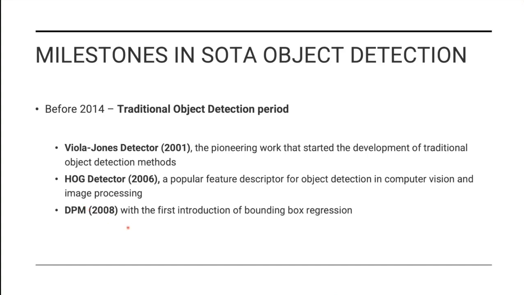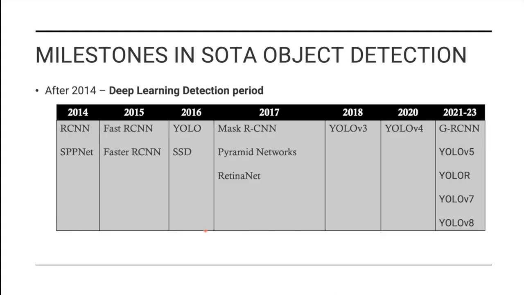And we have the deformable parts model, proposed in 2008, which was the first algorithm to introduce bounding box regression. Of course there are more than these three. I just tried to point out the three most popular ones that we still use these days.